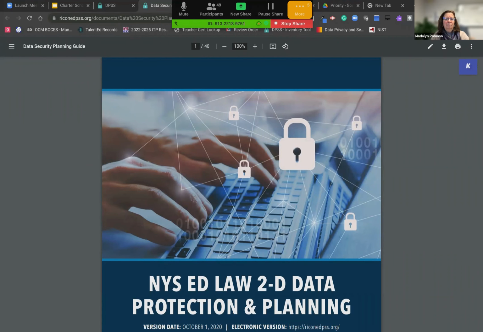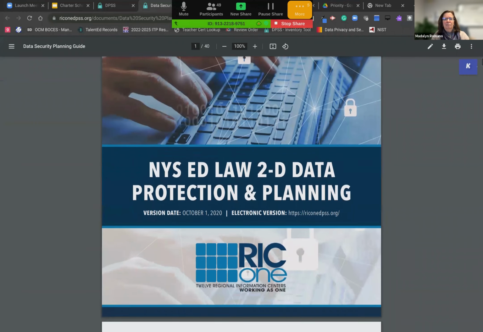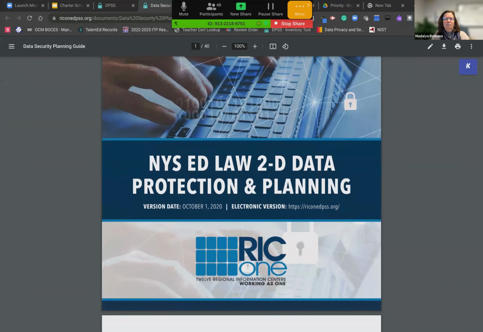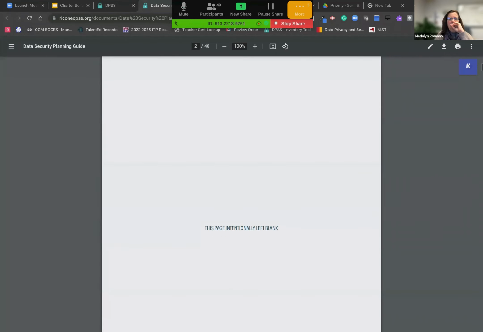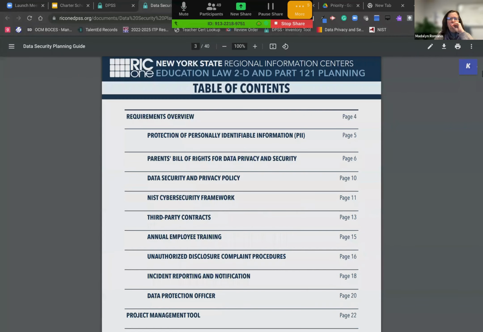There are numerous documents in that resources section, but I really feel that this document in particular is very well done and very informative. So if you're a paper person and want to print something out and have it next to your computer, or you want to bookmark this page, this EdLaw 2D data protection and planning document is a very useful resource.